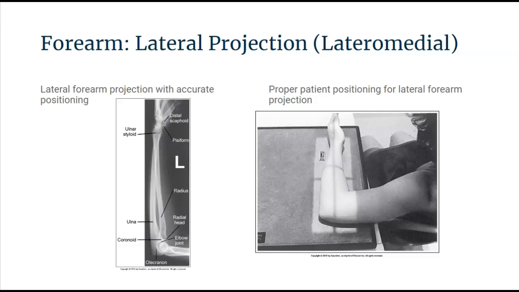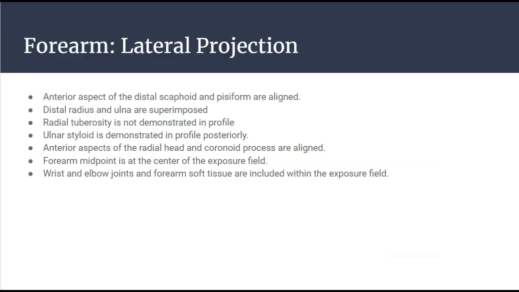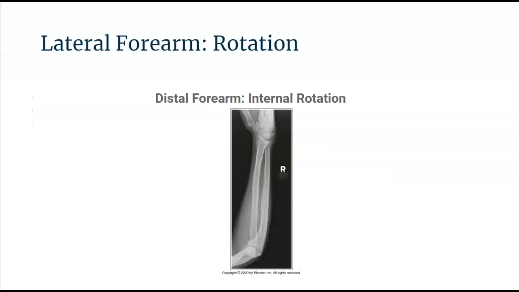Forearm midpoint is at the center of the exposure field, and the wrist and elbow joints and forearm soft tissue should all be included within the exposure field. The next slide provides you the image analysis guidelines. Let's talk about a little bit of rotation demonstrated in the lateral forearm projection.